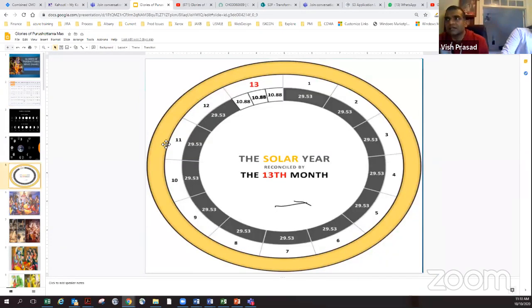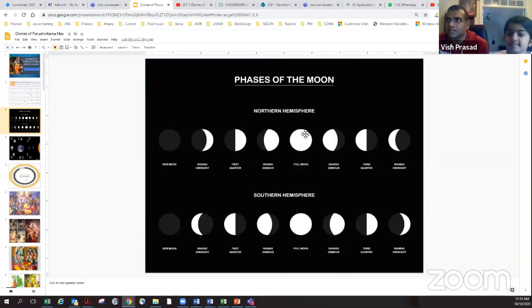So this will show you. Every year we need to add 11 days each. And so after about 32 months, this 13th month is added. And that is called the Adhik Mas, Adhik or extra month to the lunar calendar, okay? So these are the different phases of the moon.